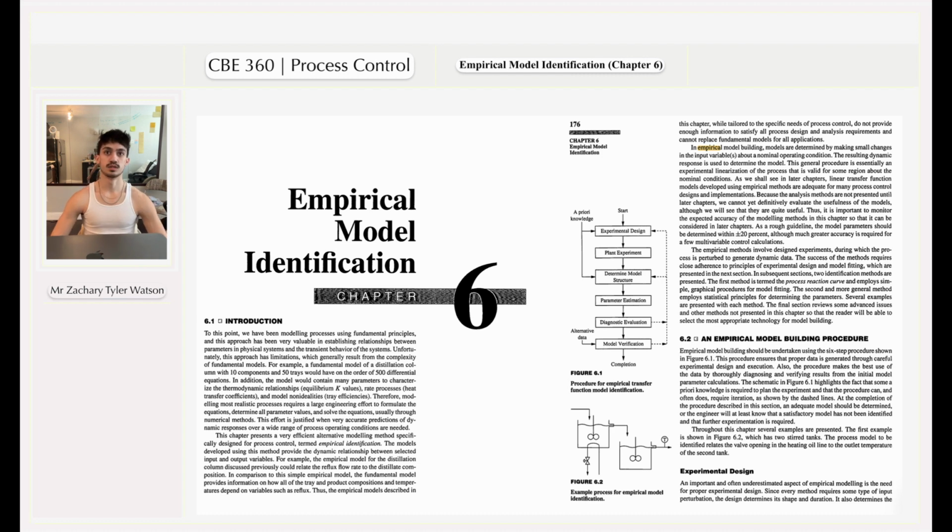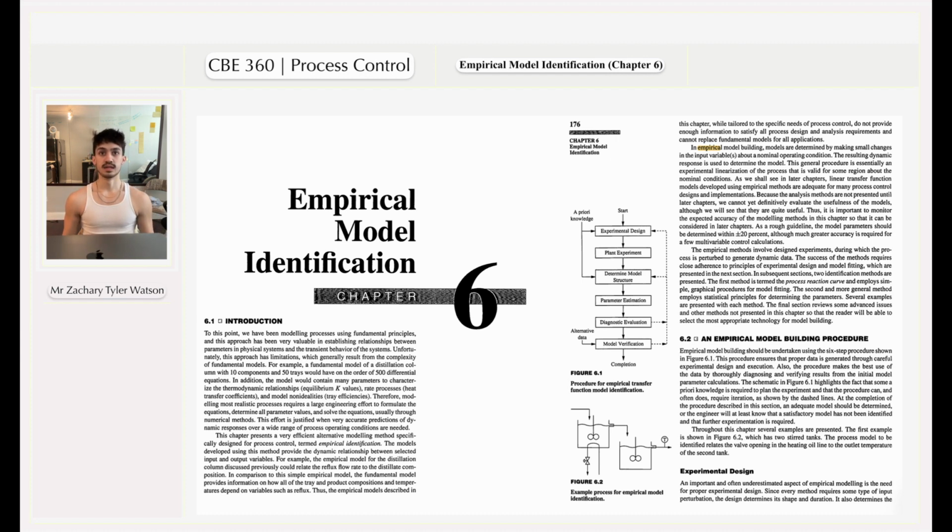At the completion of the procedure described in this section, an adequate model should be determined, or the engineer will at least know that a satisfactory model has not been identified and that further experimentation is required. Throughout this chapter, several experiments and examples are presented. The first example is shown in figure 6.2. Figure 6.2 shows an example process for empirical model identification. This is a CSTR in series, so 2 CSTRs.